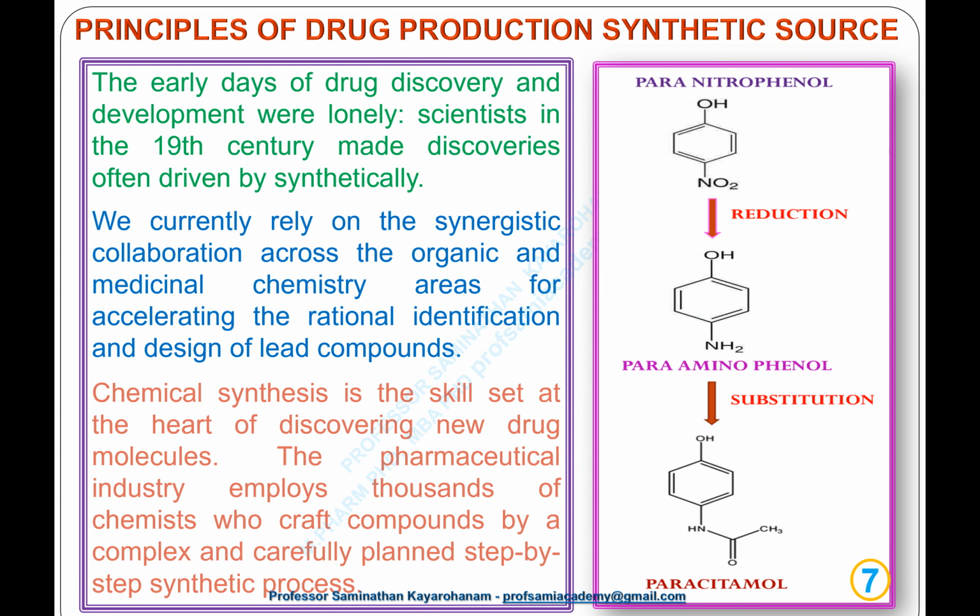The pharmaceutical industry employs thousands of chemists who craft compounds by a complex and carefully planned step-by-step synthetic process. For example, paracetamol is prepared from p-nitrophenol by reduction of the nitro group into an amino group, then p-aminophenol undergoes acetylation with acetic anhydride, in the presence of 3-4 drops of concentrated sulfuric acid as catalyst.